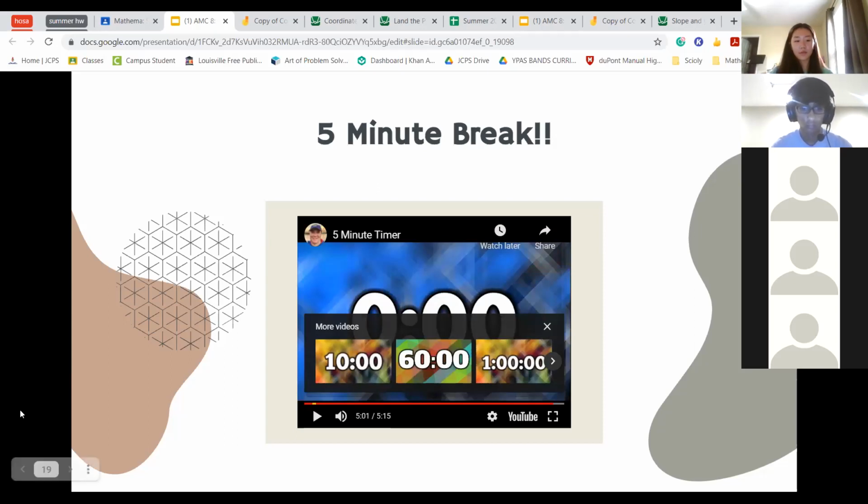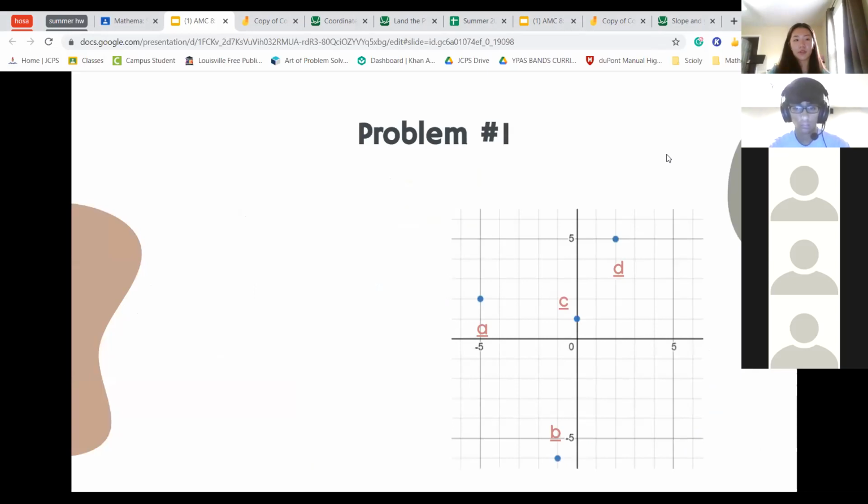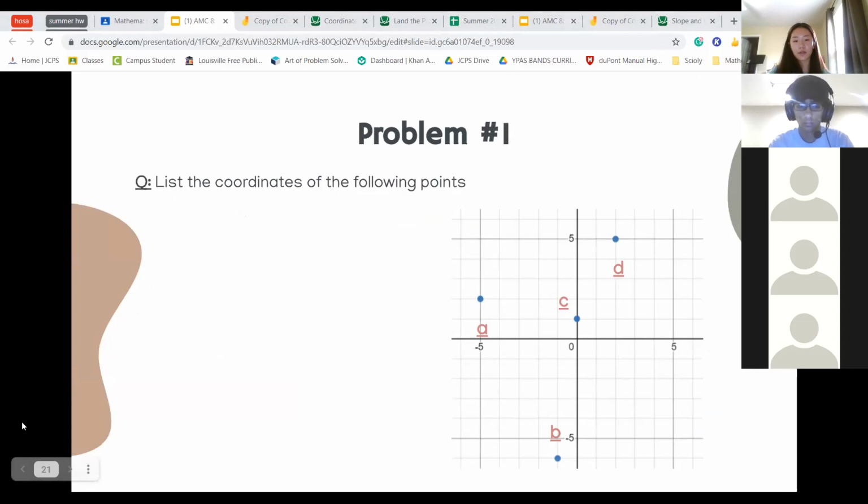Okay, so we will continue. So hopefully you guys had a good break and are all back. Okay, now we're just gonna do some practice problems with the content that we learned today. So our first question is, just kind of simple, list the coordinates of the following points. So just label your answer like with A is this, B is this, C is this, D is this.